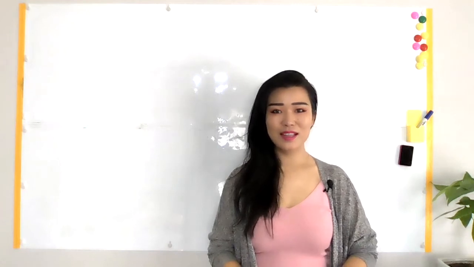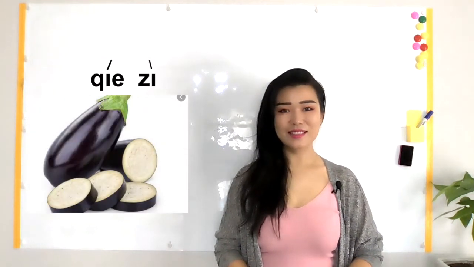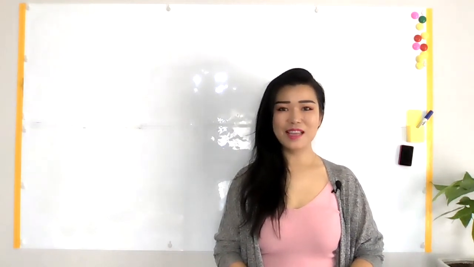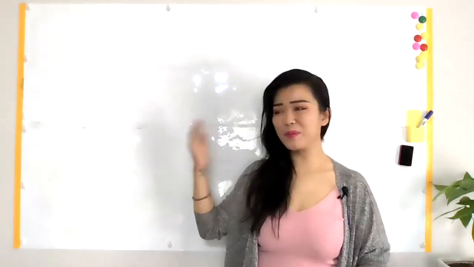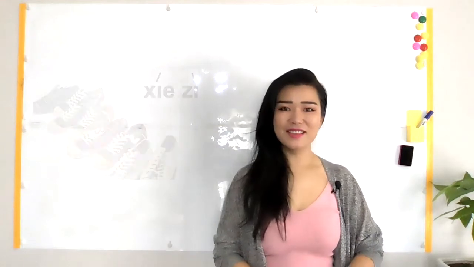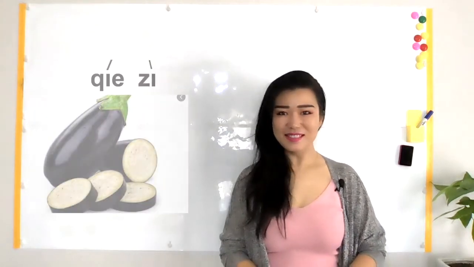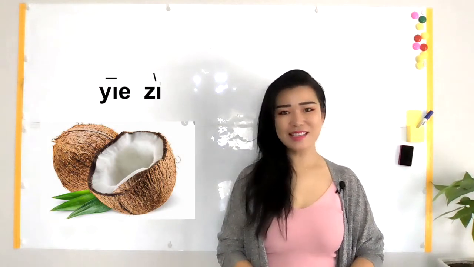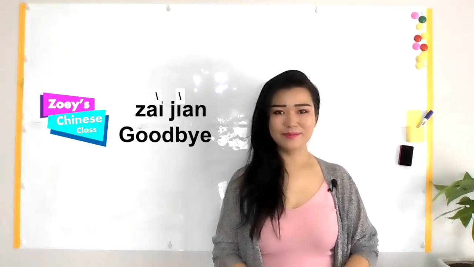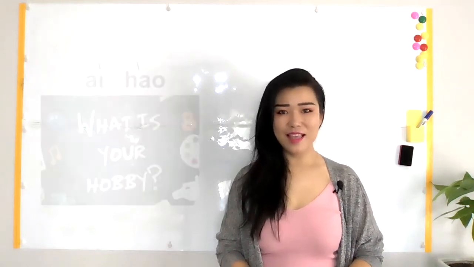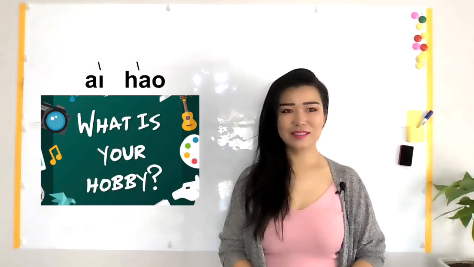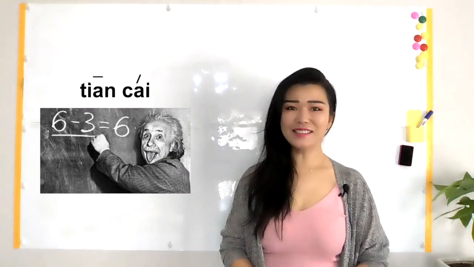谢谢, thank you. 鞋子，茄子，椰子. You may think they're pretty much the same. That's okay. 鞋子，茄子，椰子. 再见, goodbye. 再见，爱好，天才.